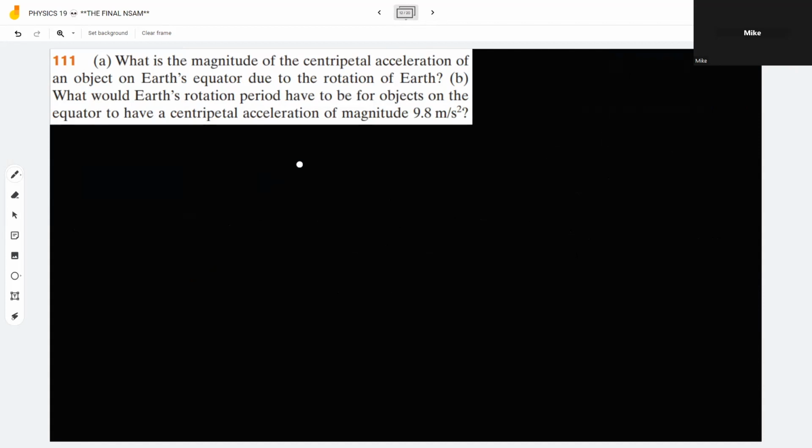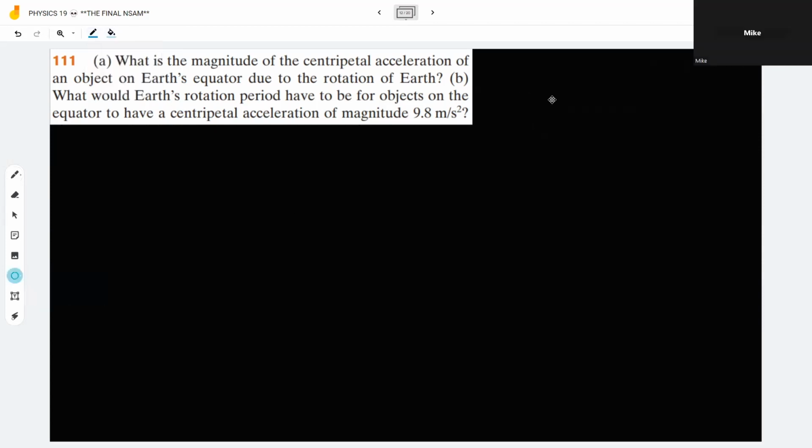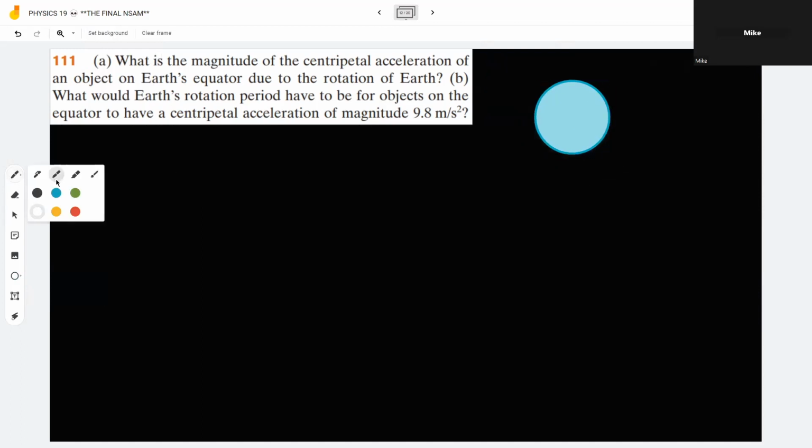Pero sige, gawin muna natin to. Centripetal acceleration. Okay, so centripetal acceleration of an object on the Earth's equator due to the rotation of the Earth. Okay, so ang tanong dyan, anong circle yung tinatravel ng object on the surface of the Earth at the equator?